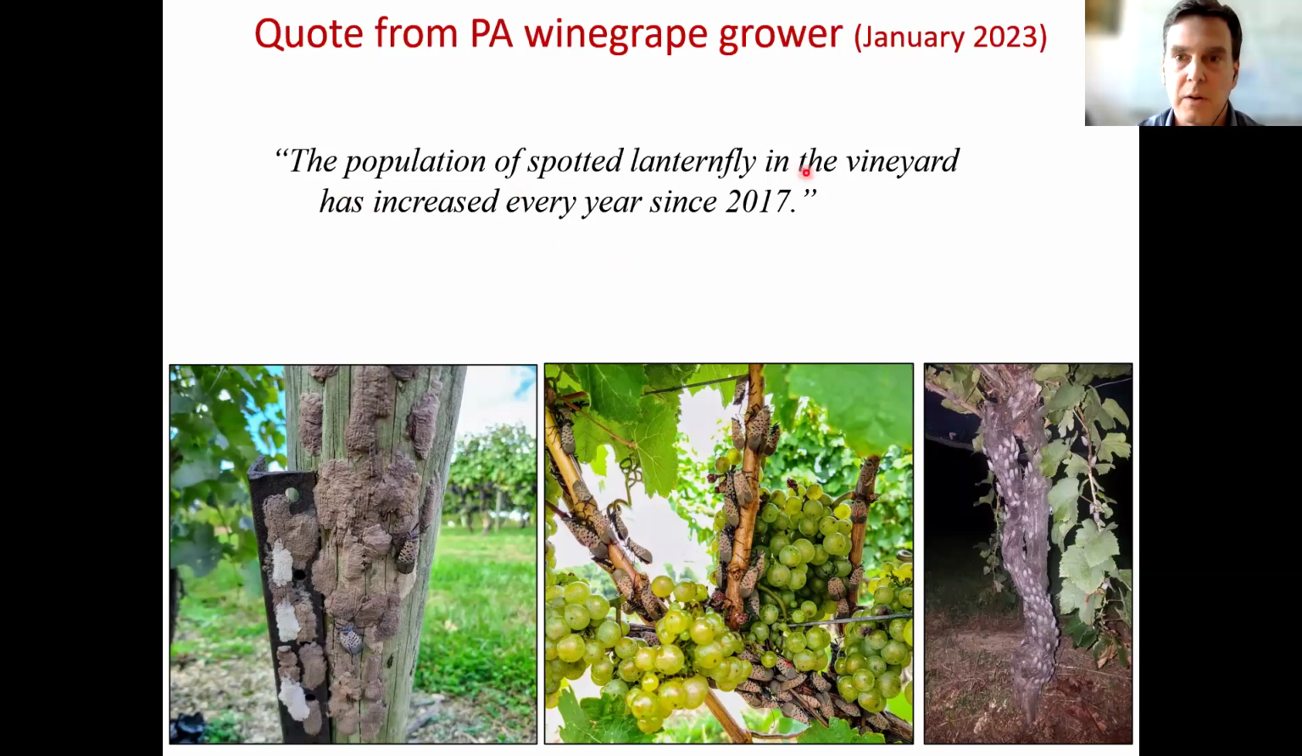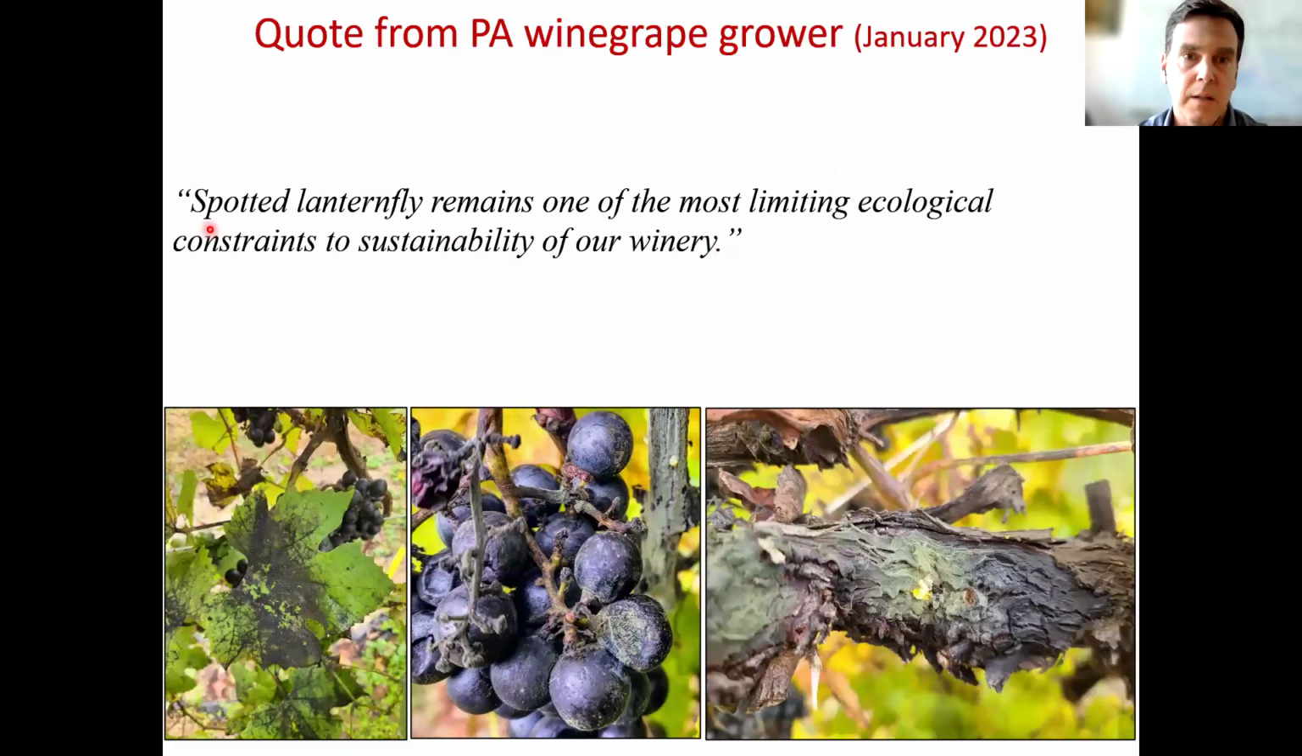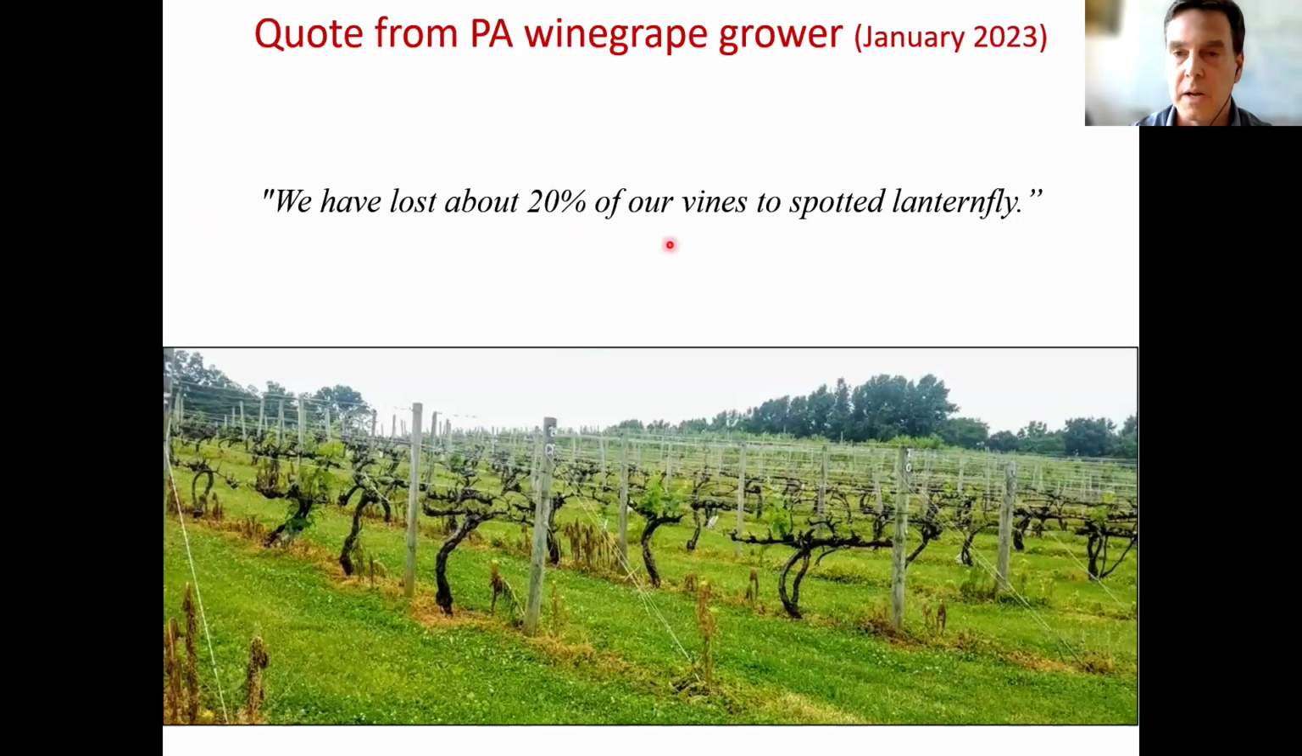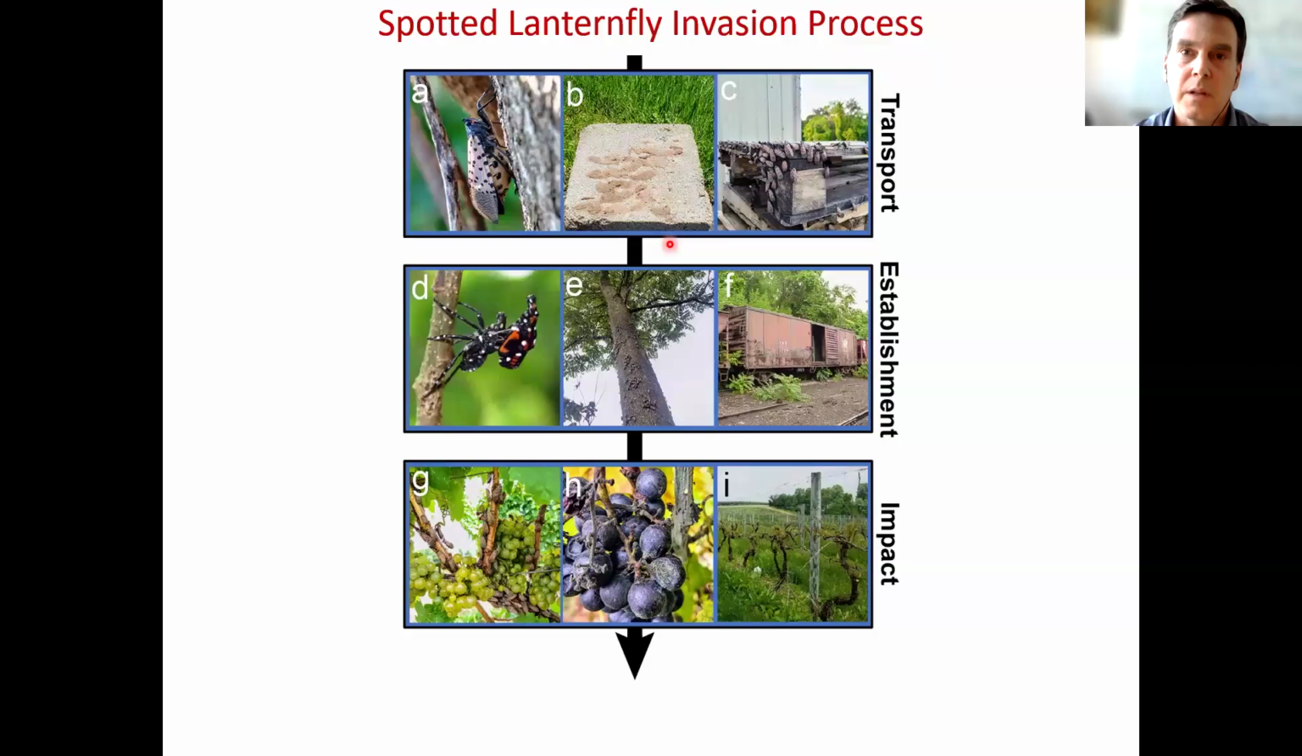The population of spotted lanternfly in the vineyard has been increasing every year since 2017. Spotted lanternfly remains one of the most limiting ecological constraints to sustainability of our winery. And then we've lost about 20% of our vines to spotted lanternfly. And so this is having a really big impact on the grape growers in invaded regions. And so that's just a general overview of this pest species.